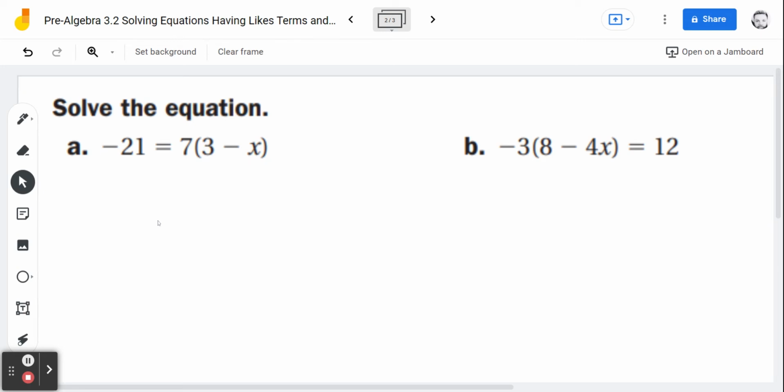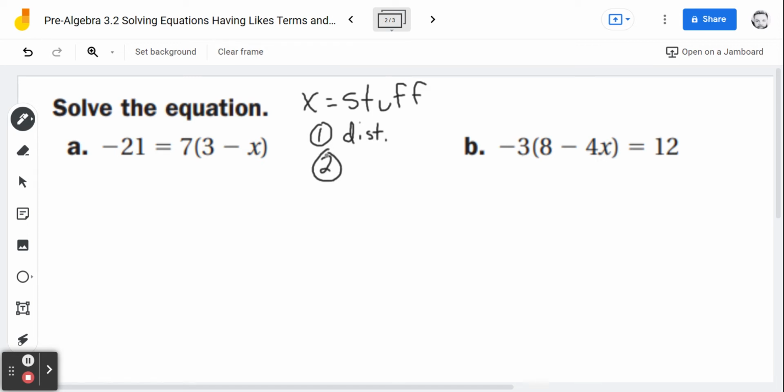So this is something a little different. To solve these equations, I still want to get x equals some stuff, and we're going to get stuff to the other side, but now we're adding two things. One is we're going to distribute, right? So the first thing I'm going to do in these two problems is distribute. I'll abbreviate that. Then we're going to combine like terms. And then we do the inverse. So we're changing it up a little today.